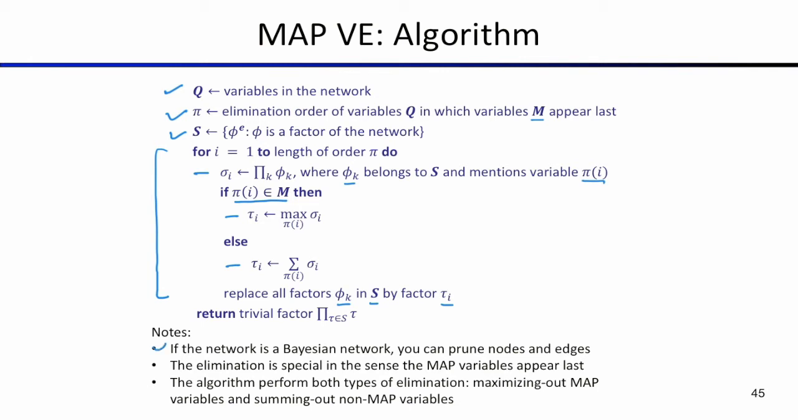So the elimination order here is special in the sense that the map variables appear last, and that is going to be a problem when we compute the width of the elimination order, because we are not free to use any elimination order that we want. We need to use this special elimination order where the query variables, the map variables, will appear last. And the algorithm performs both types of elimination, that is maximizing out map variables and summing out non-map variables.